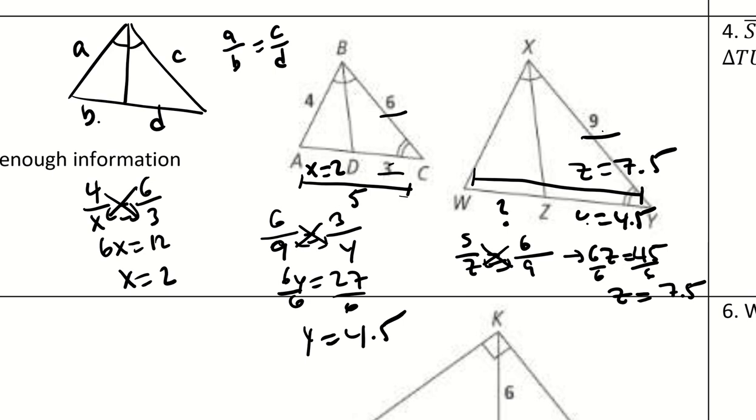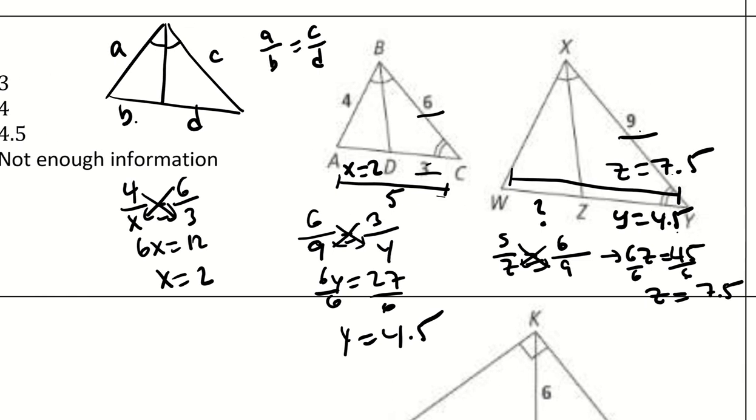And now we can figure out what WZ is, because WZ is just 7.5 minus 4.5, okay? So that's how we get the question mark. So WZ is 7.5 minus 4.5, which is 3.